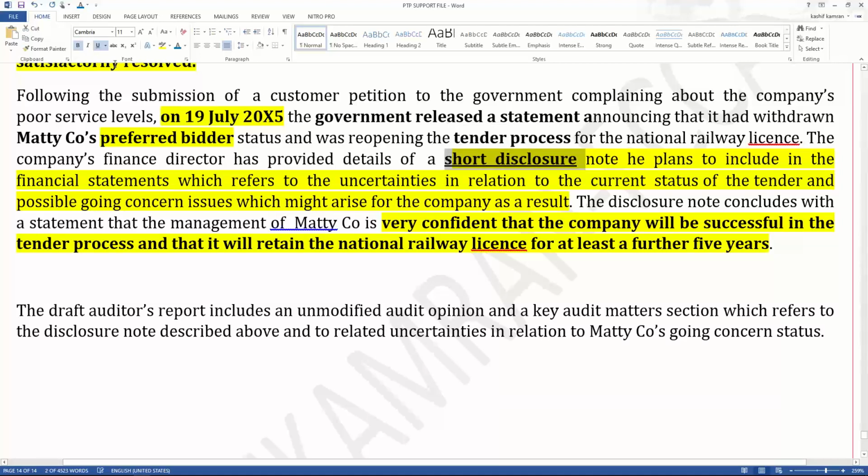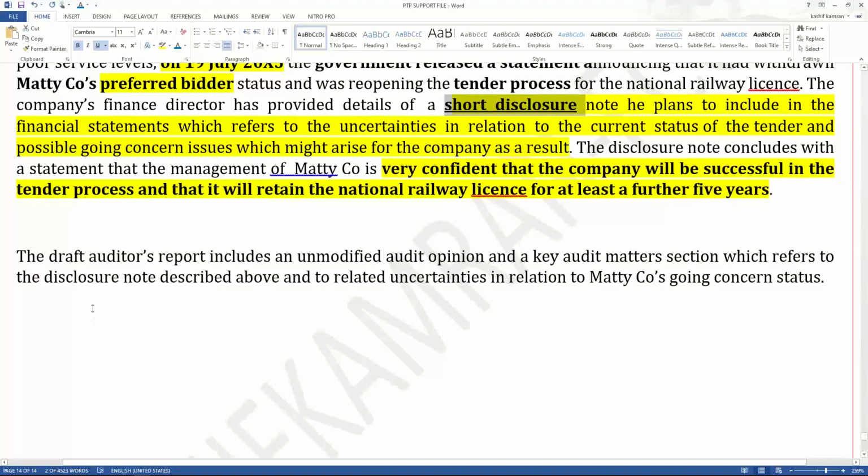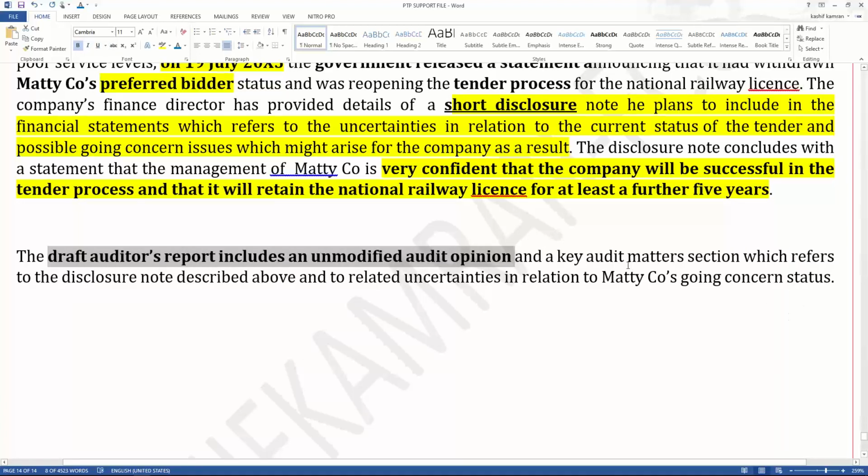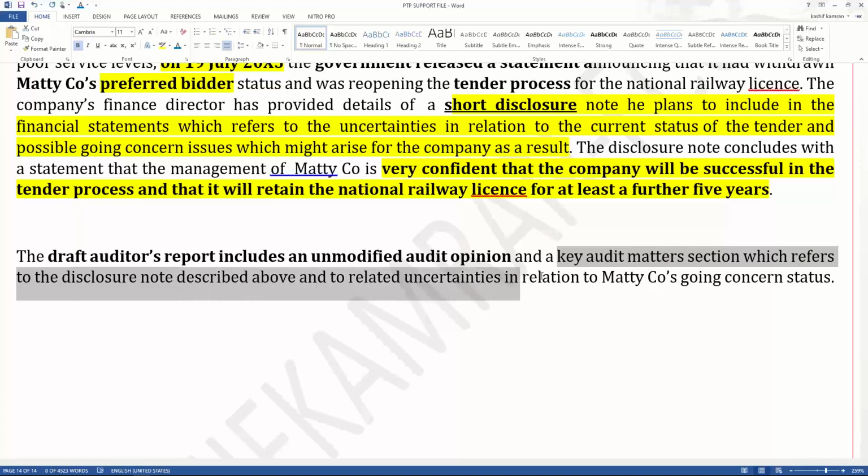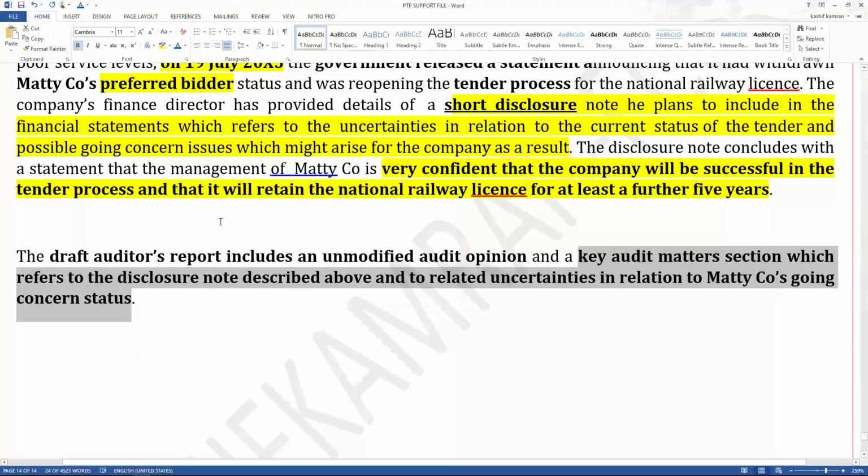That's one problem. Number two, the draft audit report includes an unmodified audit opinion and the key audit matter section, which refers to the disclosure note described above and related uncertainties in the going concern status. What have we done in the report? Tell me, is the report right here? Honestly.